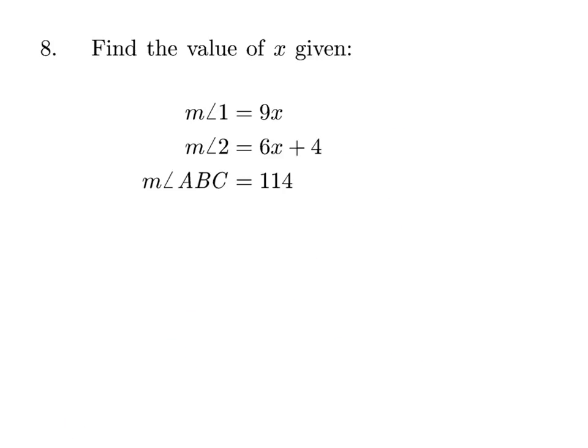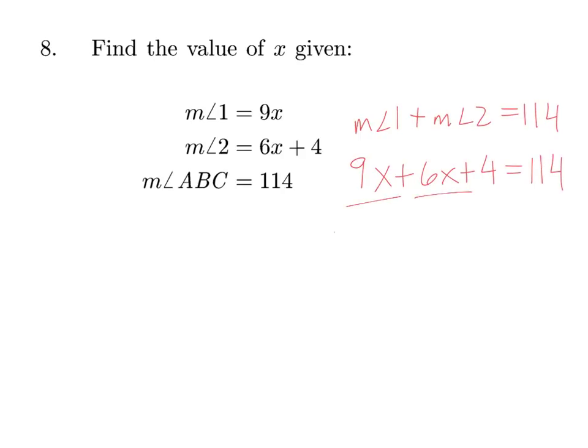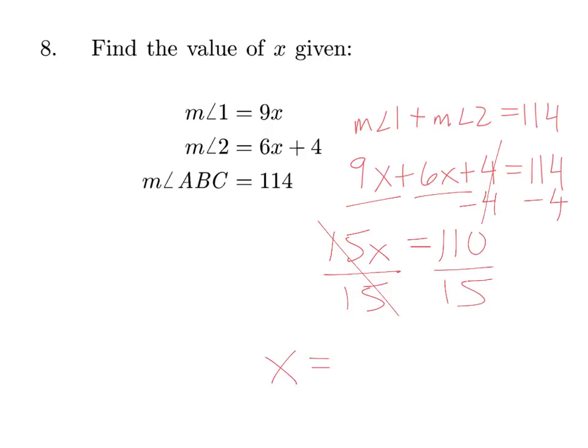All right, find the value of x given. We have to use the same diagram as before in problem 7. So I know measurement angle 1 plus measurement angle 2 equals 114. So I have 9x plus 6x plus 4 equals 114. So I have 15x, and I'll subtract 4 here, equals 110. Divide by 15. And x goes in there how many times? It goes in there 7 times. And what's left over? Well, 7 times 15 is 105, so it's going to be 5/15, or 7 1/3. Done.